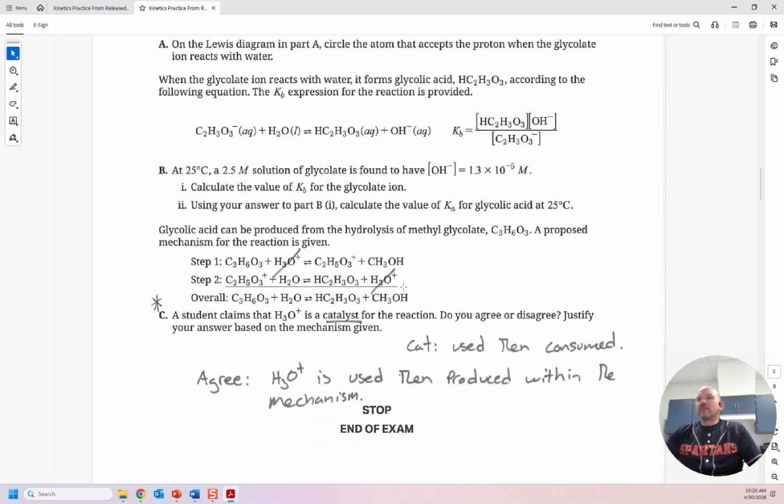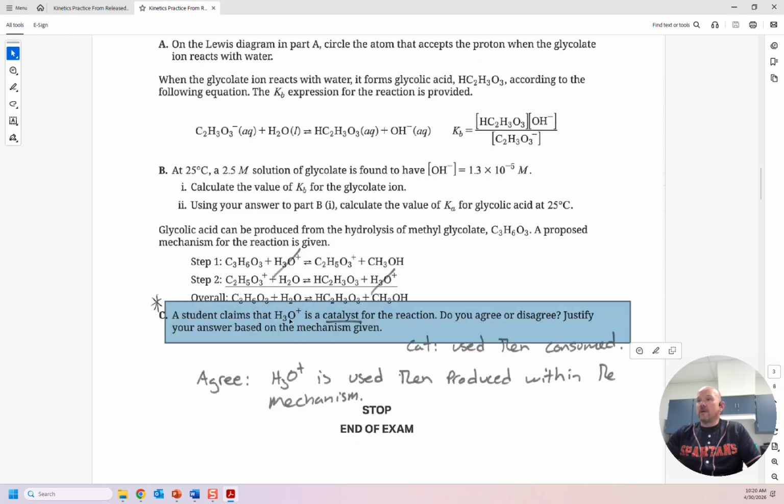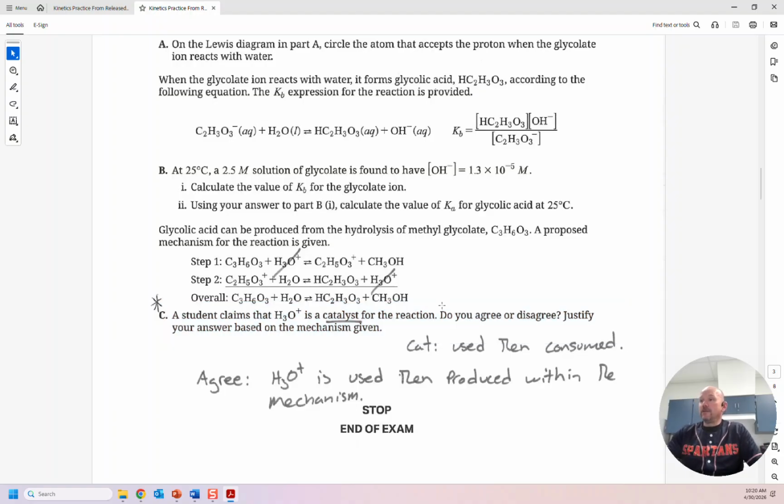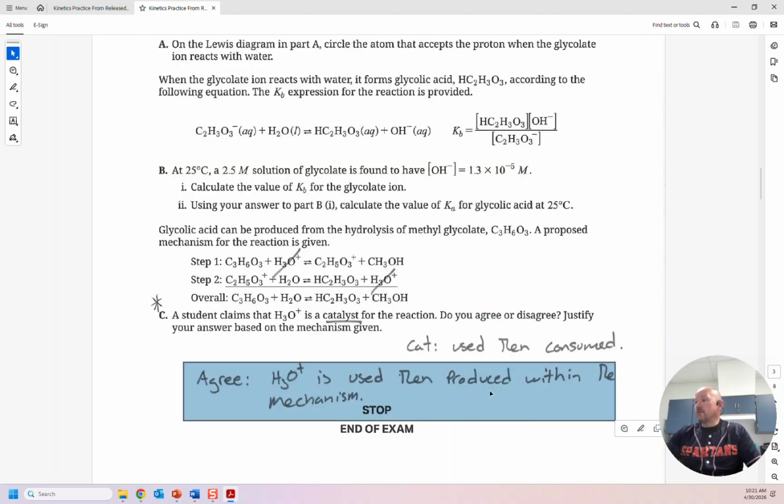All right. So notice that hydronium does cancel out. And if we read the question, it says the student claims that hydronium is a catalyst for the reaction. Okay. Yeah, I agree with the student. And then they ask you, do you agree or disagree? And justify based on the mechanism. So all we had to do is say, we agree, and hydronium is used and then produced within the mechanism.